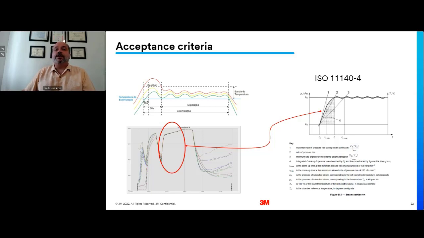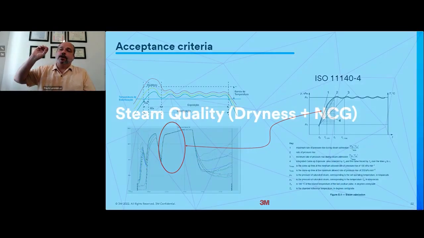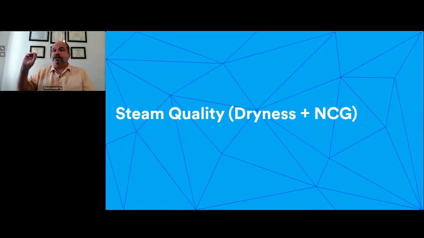Now let's look into steam quality used for the sterilization of our devices. As I mentioned at the beginning, today we only control time and temperature, right? And you have the pressure being printed also. But what we have is, did it reach temperature, and for how long, right? But we still have the steam dryness and non-condensable gases that need to be monitored.